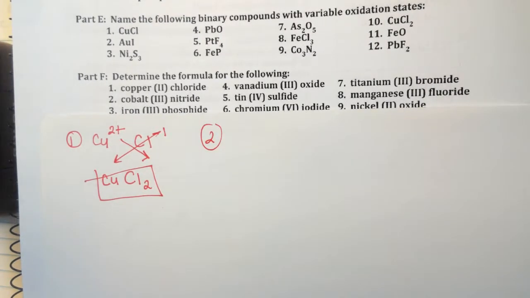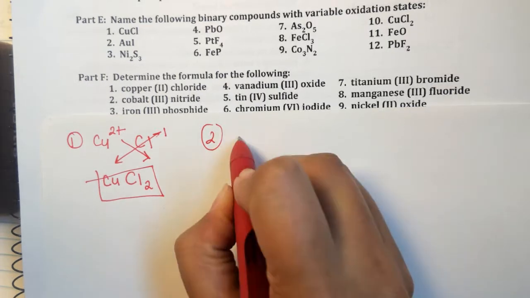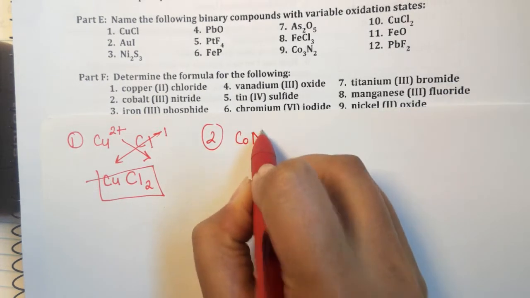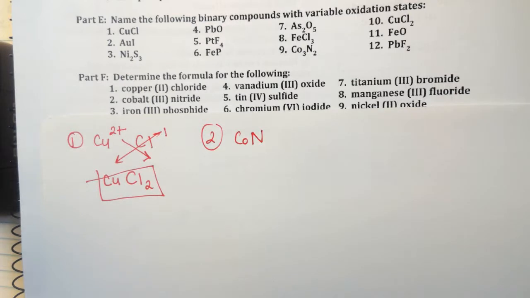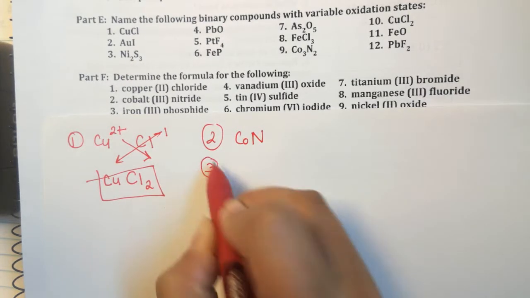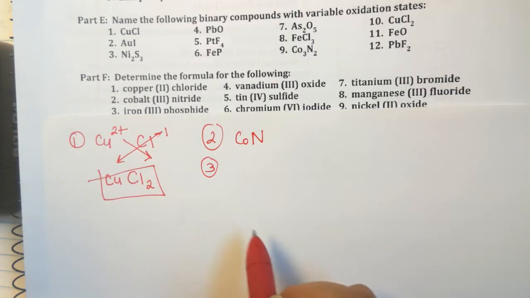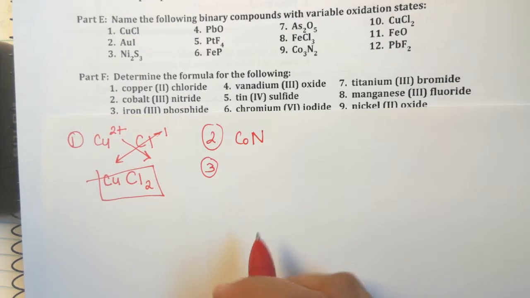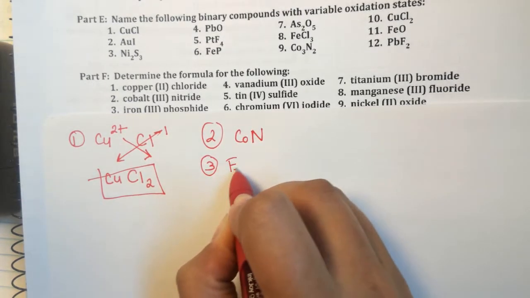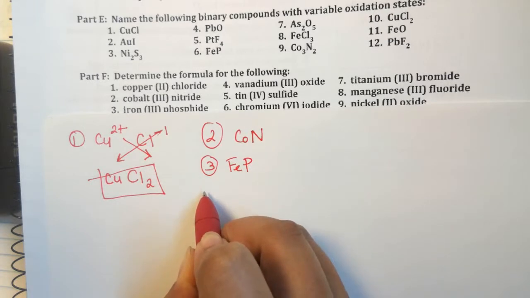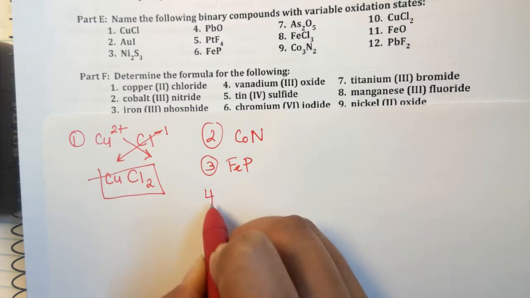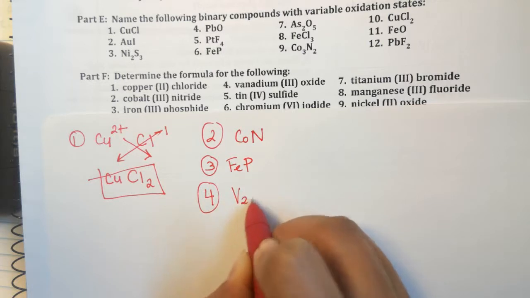Number 2 we have cobalt(III) nitride, and cobalt(III) nitride we know is written CoN as your final formula. So what I'm going to do is list the answers, and then we're going to look at the ones that you did not do well on. Number 3 should have been FeP. Number 4 should have been V2O3.